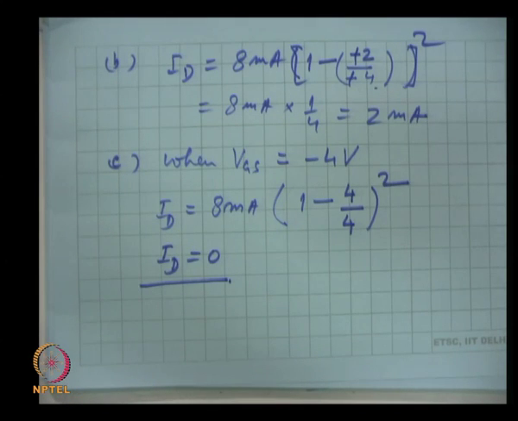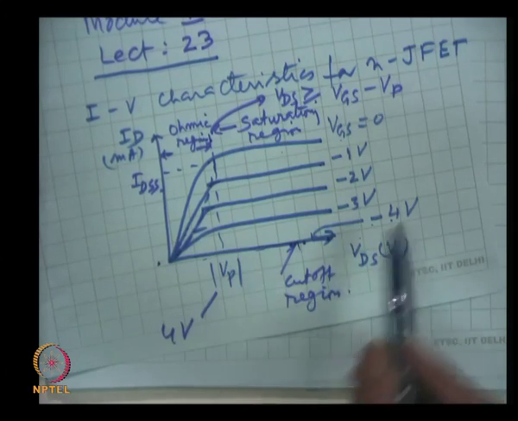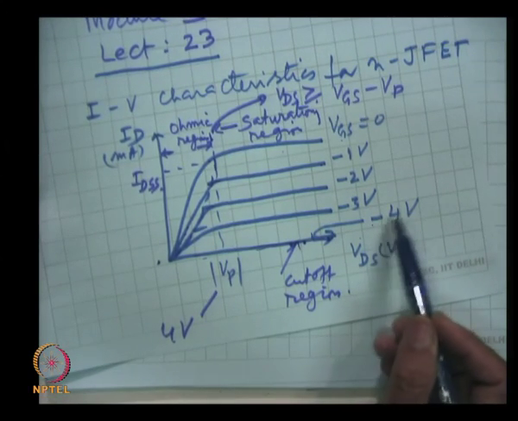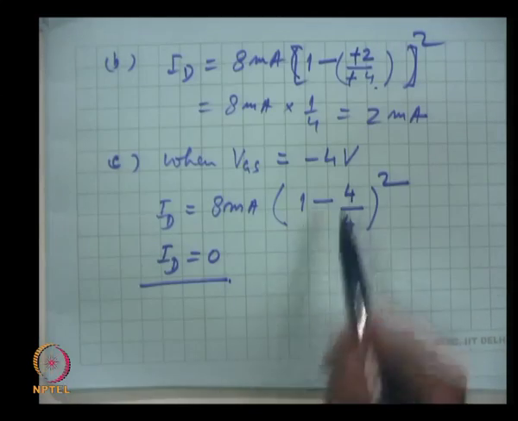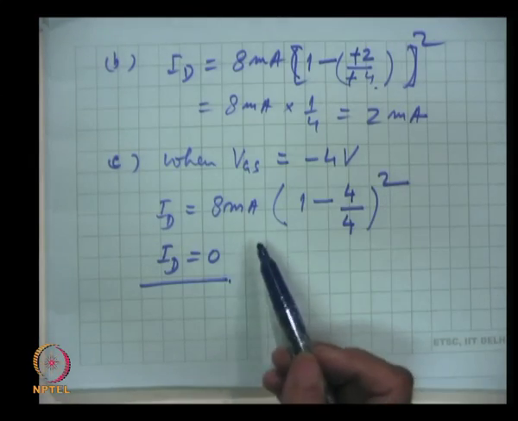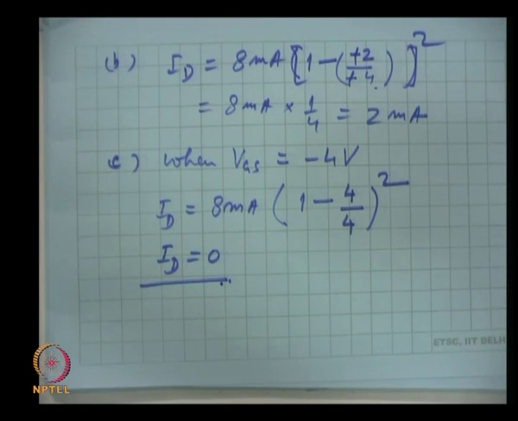That is expected also because of the plots. If you remember, here ID is 0 when VGS off is minus 4 volts, and VP is also 4 volts. When I have substituted the given values, then ID is 0. So, at 3 different gate source voltages, we have calculated the drain current with the help of this expression. This is example 2.